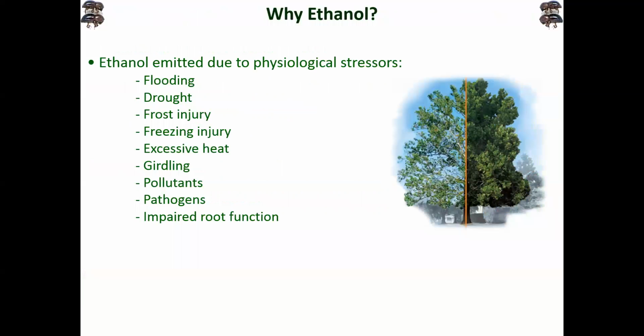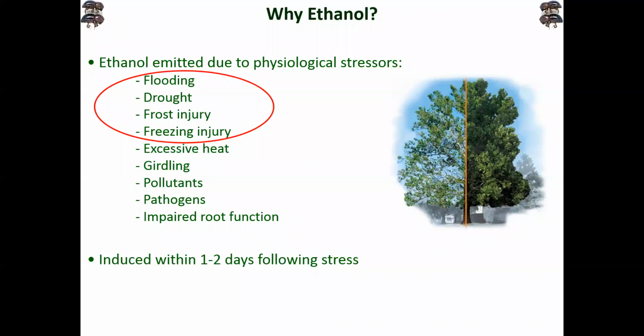Now, why ethanol? Well, ethanol is emitted in response to a variety of physiological stressors, as you can see here. What we're finding is that flooding, drought, frost injury, and freezing injury are really the key factors within nurseries and tree fruit orchards that are contributing to attacks or predisposing trees to attack.